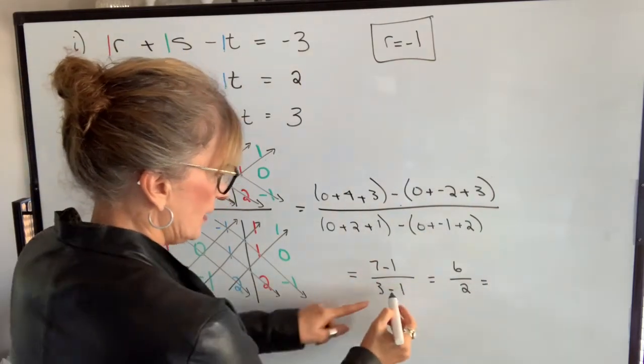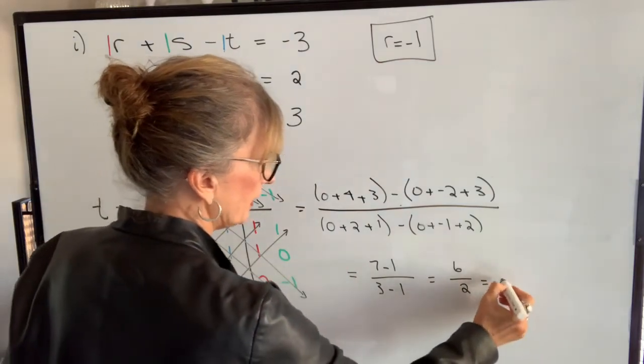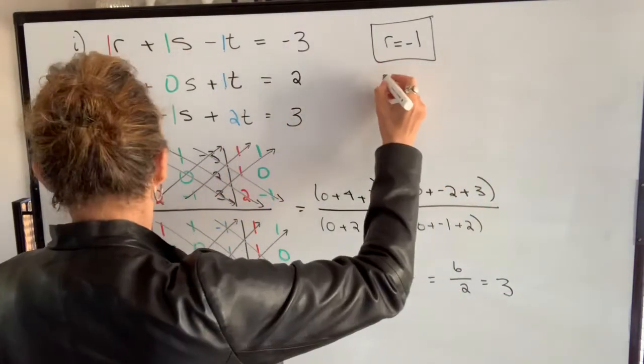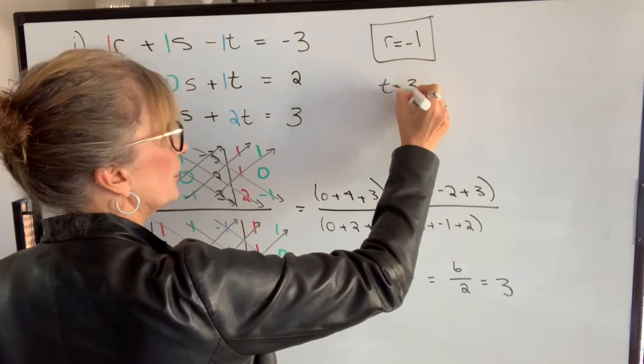6 divided, I keep my denominator of 2, I don't recalculate it. So t is equal to 3.